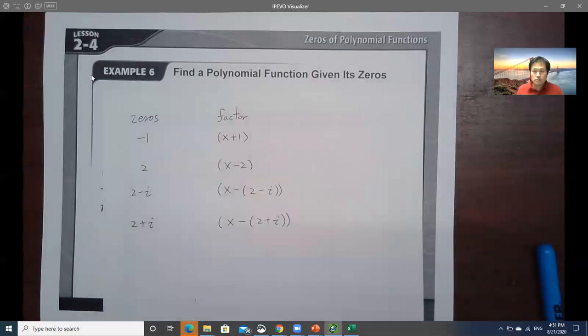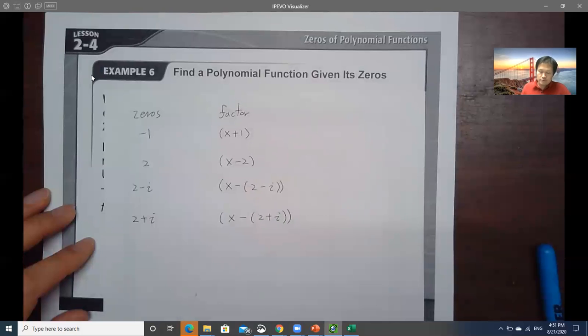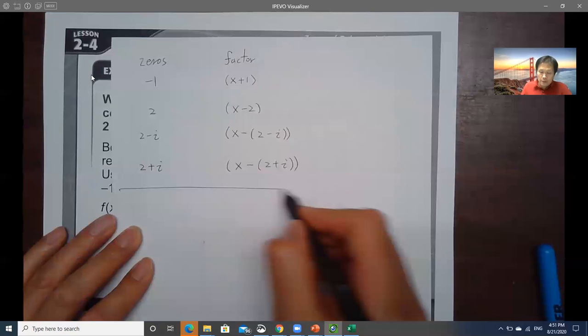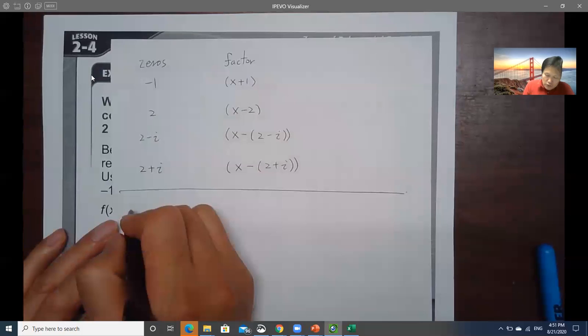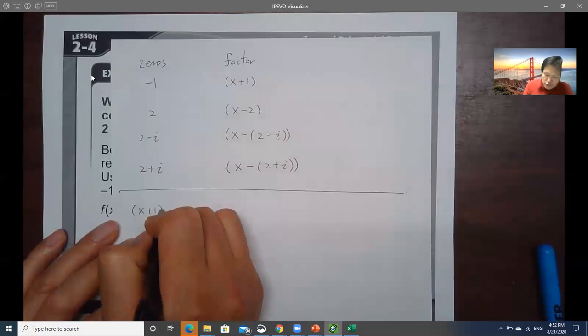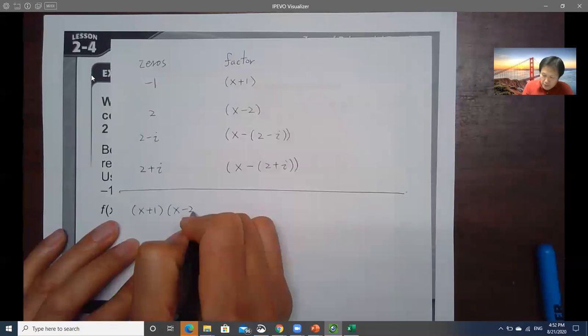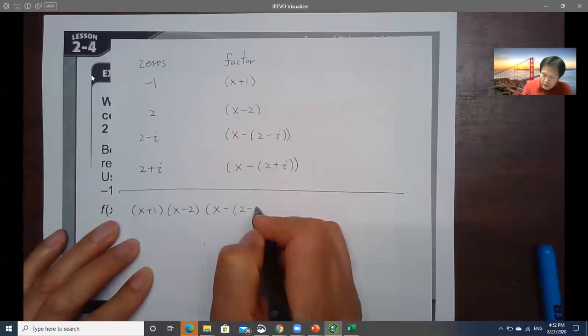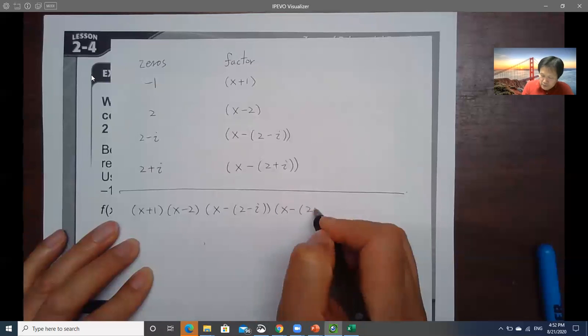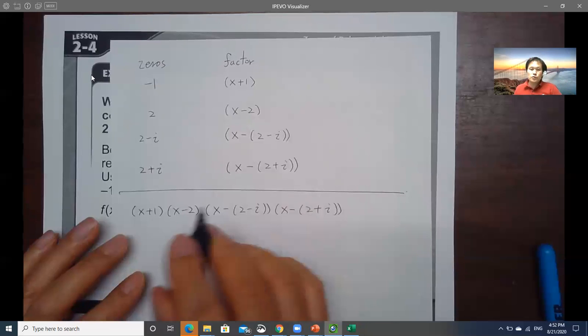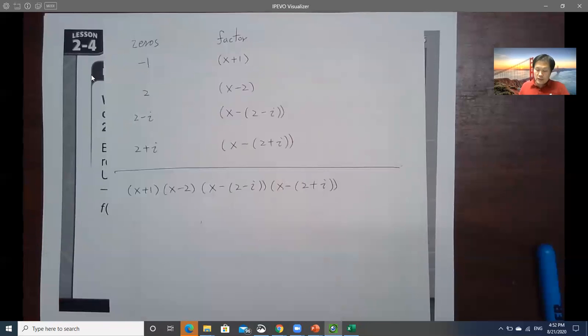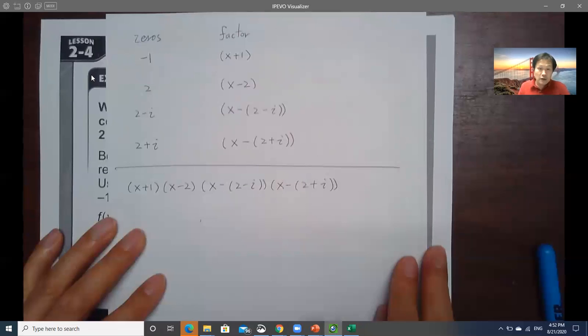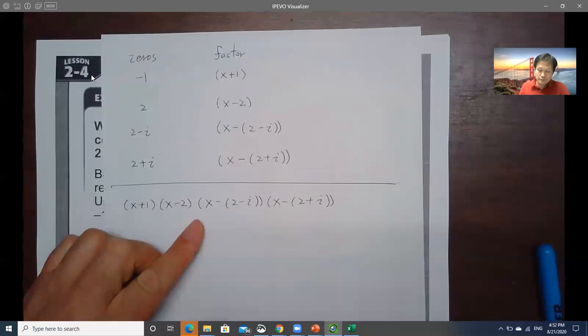All you have to do is distribute them out. Once you figure them out, it's (x plus 1) times (x minus 2) times (x minus (2 minus i)) times (x minus (2 plus i)). We have to distribute them. Let's deal with the nested parentheses first. I'm going to show you 2 different ways. You do whatever is easier for you.